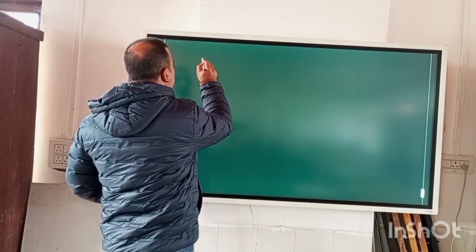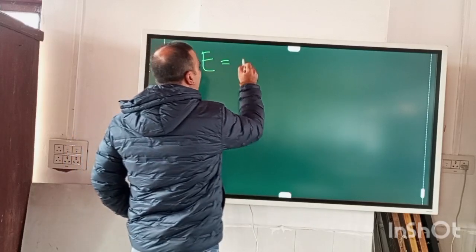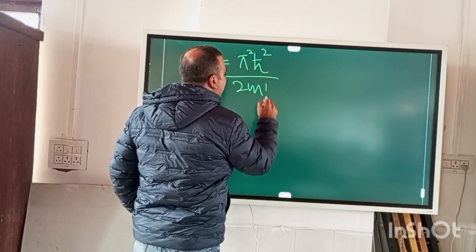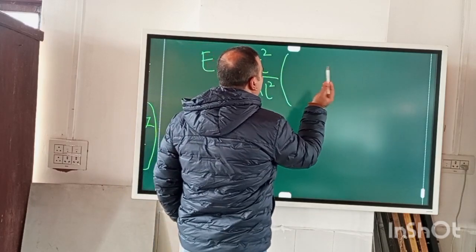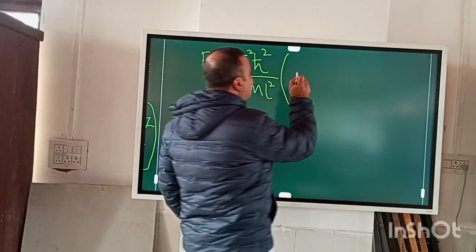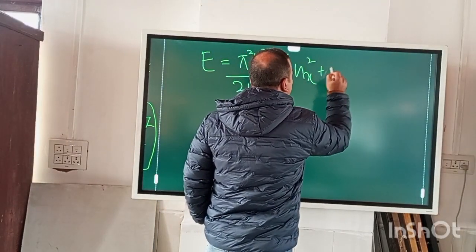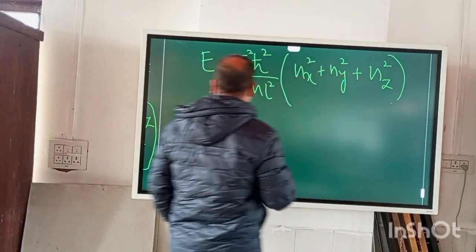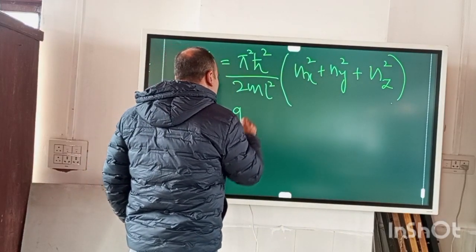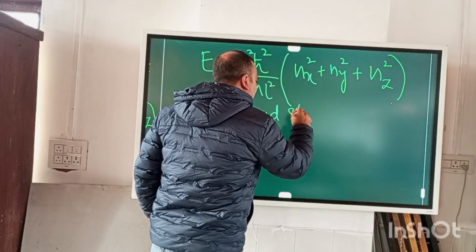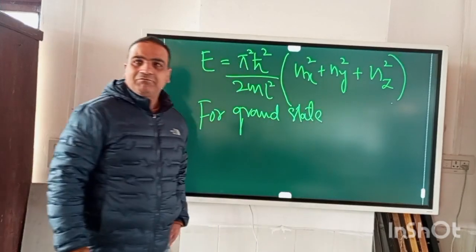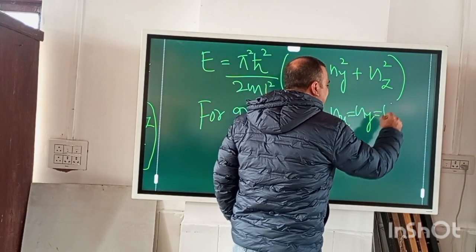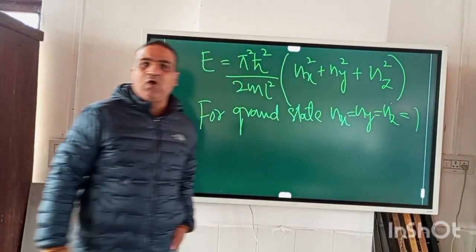So, what was that energy equation? E is pi square h bar square by 2m L square times, we are choosing the cubical box here, nx square plus ny square plus nz square. Now for the ground state, what will be nx, ny, and nz? They will all be equal to 1. This is what the ground state is called.